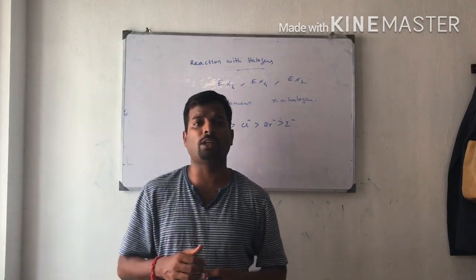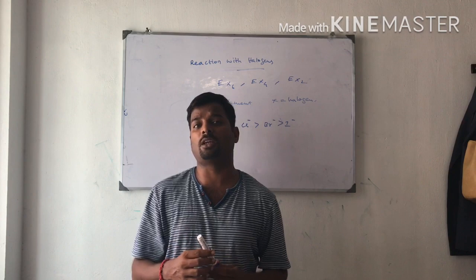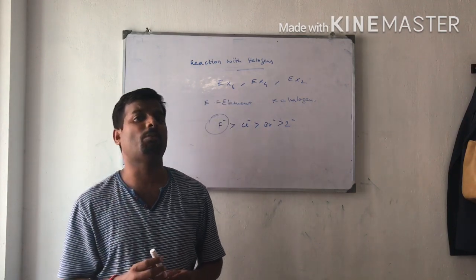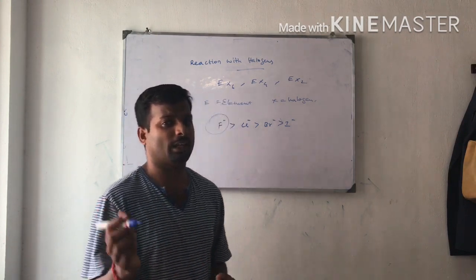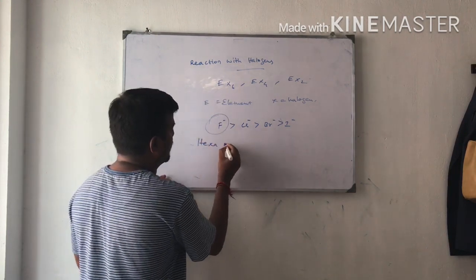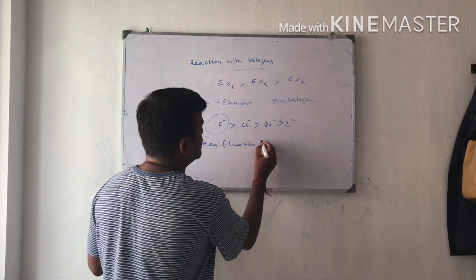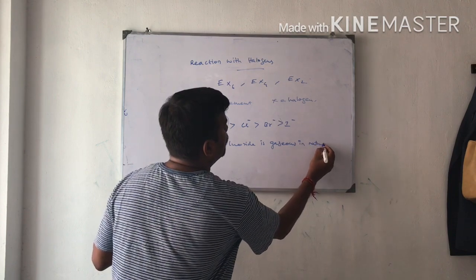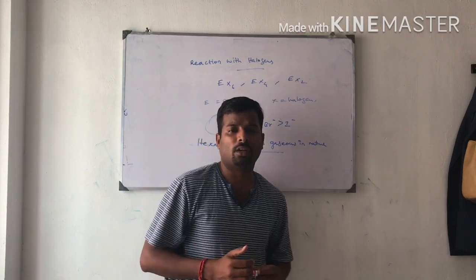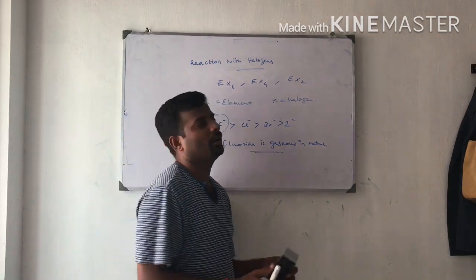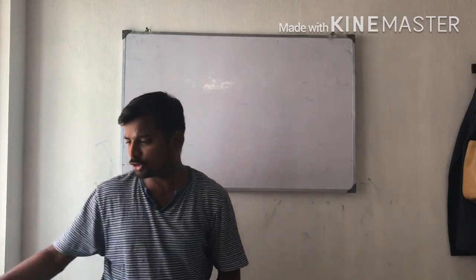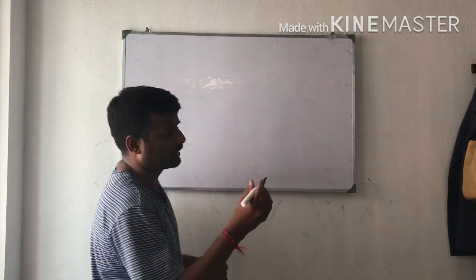Amongst all the hexahalides, hexafluoride is more stable. Hexafluoride is gaseous in nature and it is octahedral in structure. Sulfur hexafluoride is more stable than the other hexafluorides because of the steric reason.